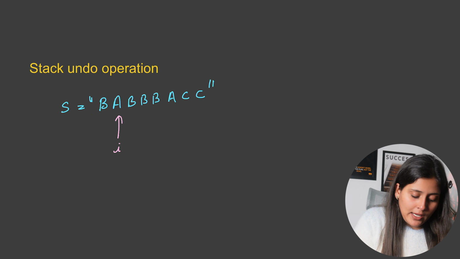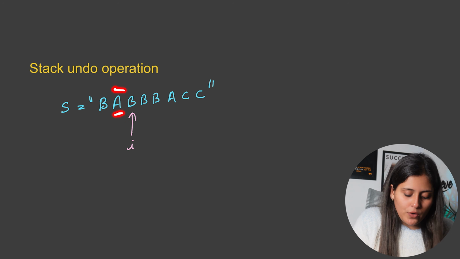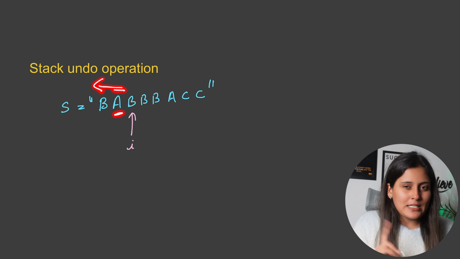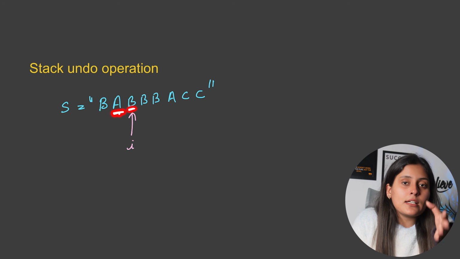Next time your i will move to the second index, and again you will do the same thing. You will start your j pointer from j equal to i minus 1, and since this character does not match, you will not go leftward, because it is not saying that with this B you can delete this B also. You can only delete another B if you have found a B at the consecutive place.